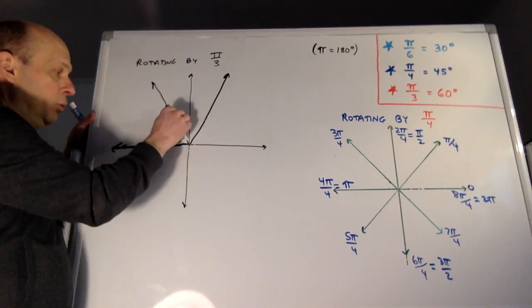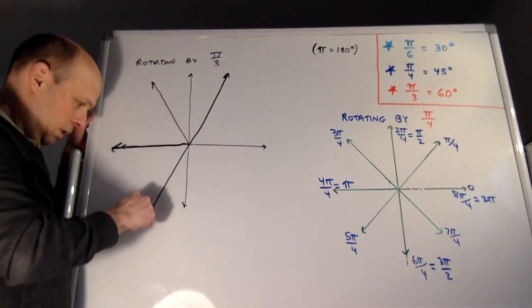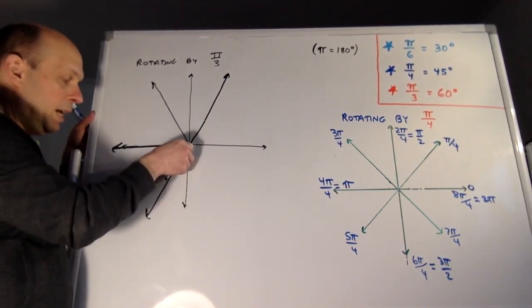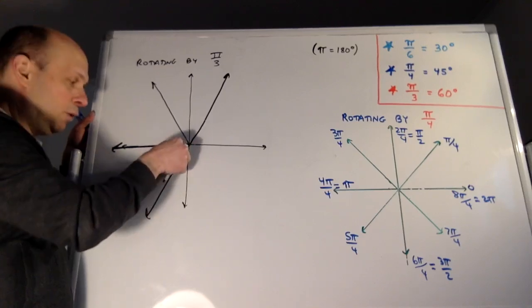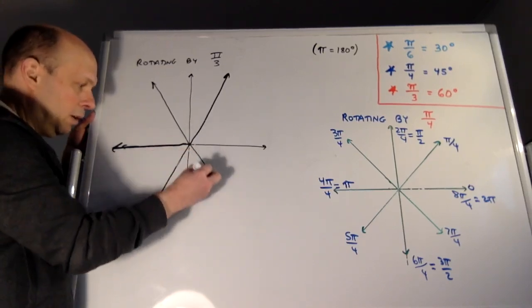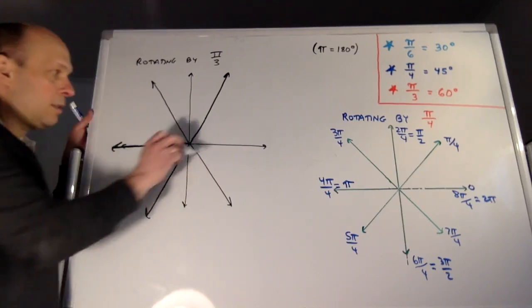So 60, 120, 180. Another 60 would take me here, which is like 240. But again, if you add 60 to that, you go past the y-axis over here to 300, right? 240 plus 60. So now we're going to be at 300 over here. And then finally, we're back at 360 when we do this.